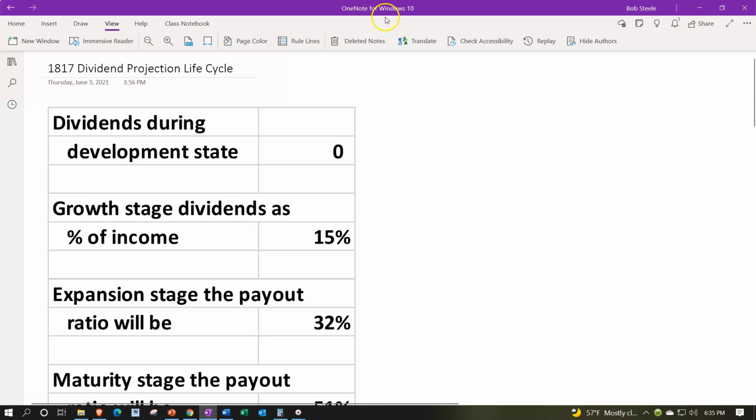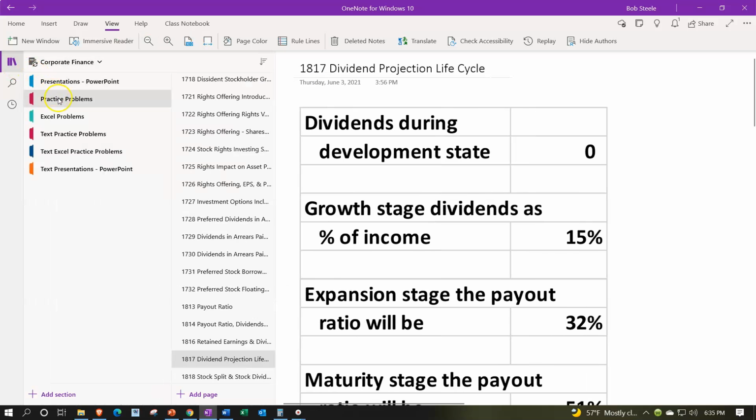Here we are in OneNote. If you have access to OneNote and would like to follow along, you're not required to, but if you would like to, we're in the icon on the left-hand side, Practice Problems tab, then down in the 1817 Dividend Projection Life Cycle tab.